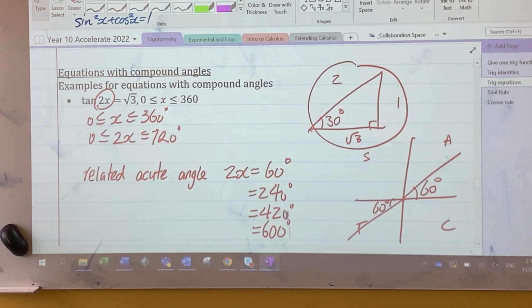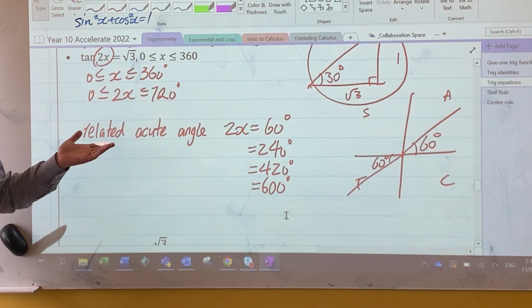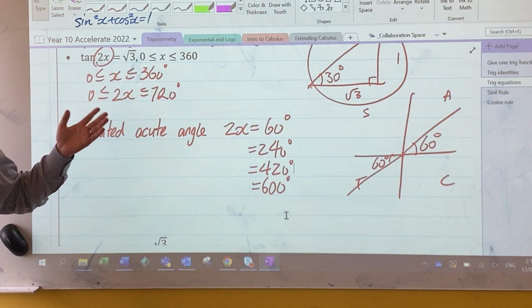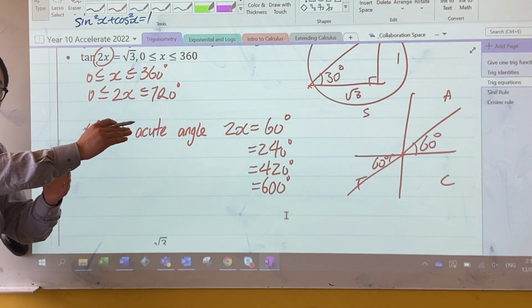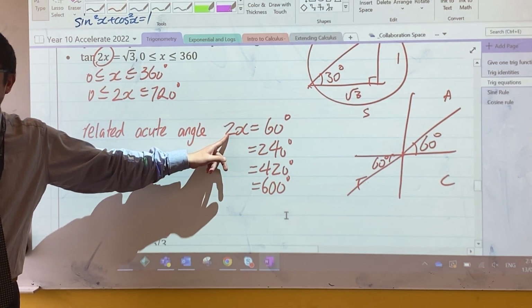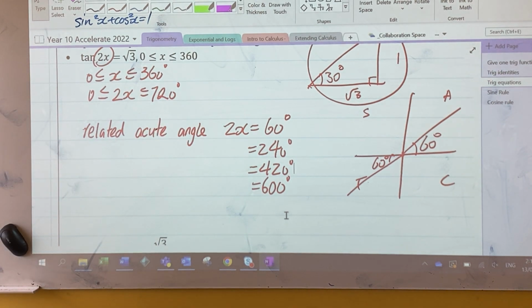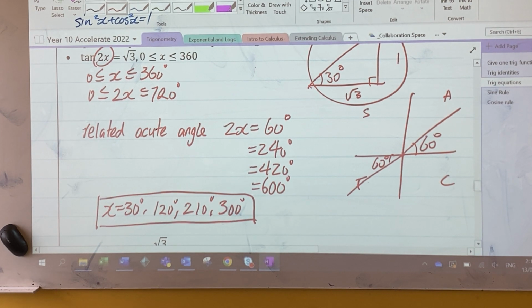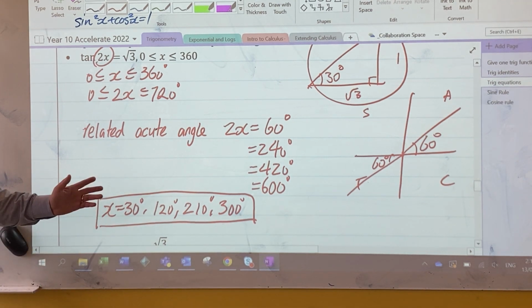Now that's 2x. But are we interested in 2x? We're interested in x, not 2x, right? Then we need to go back now. How do we go back? Divide by 2 everywhere. So, x is 30, sorry, not 210 yet. Moving a bit fast. 30, 120, then 210, and then 300. Then you've got all the possible answers.